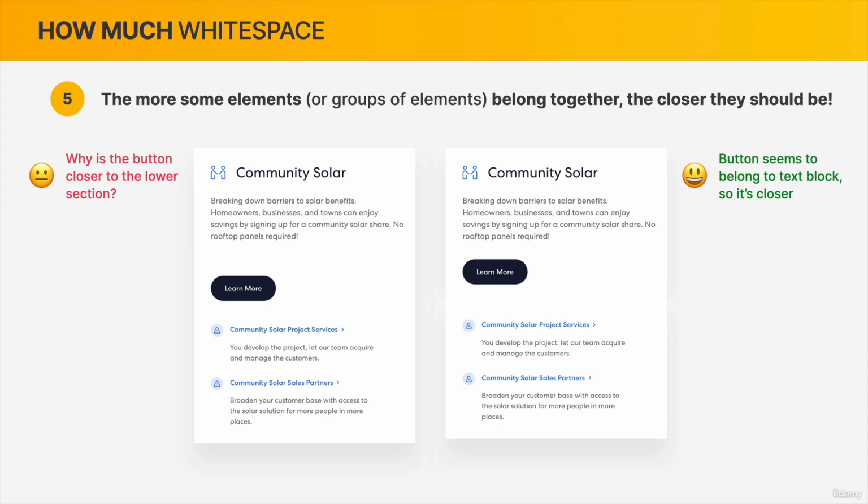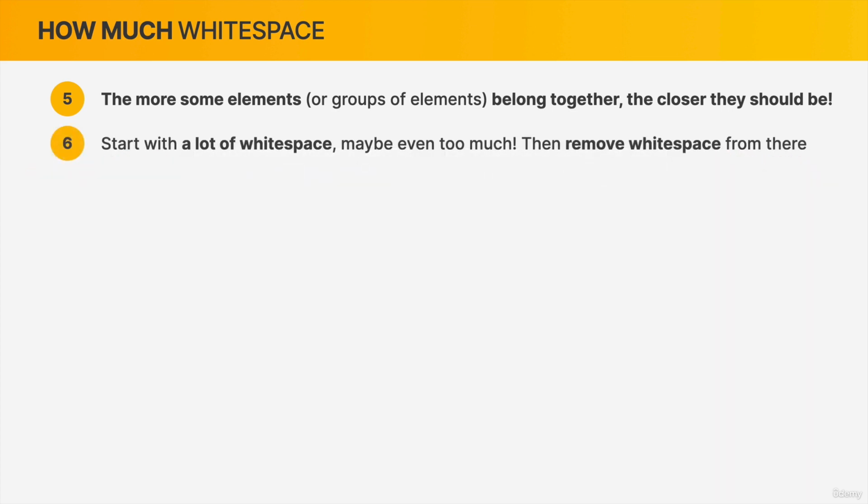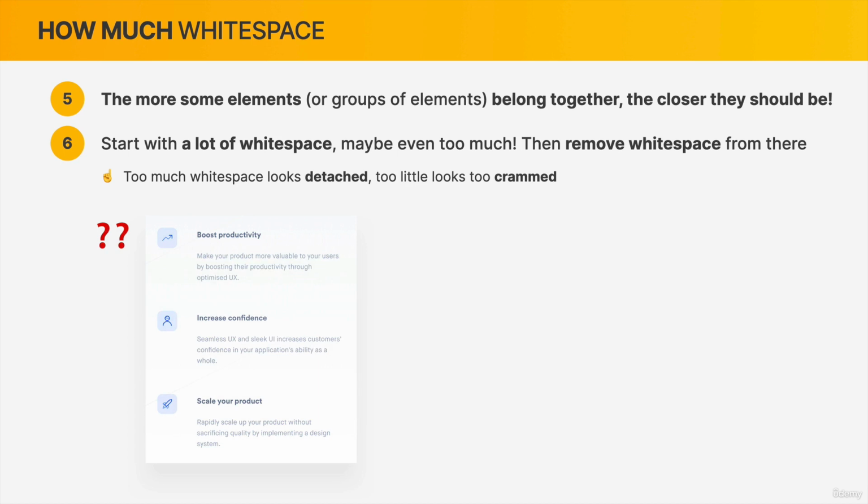Now, next up, there is a guideline that many beginners find helpful when designing whitespace, which is basically to start with too much white space and then from there remove some space until it looks right. And again, of course, by doing that, we need to have the guiding principle of the law of proximity. And we also need to be aware that too much white space looks detached, while having too little white space, of course, makes the design look cramped.